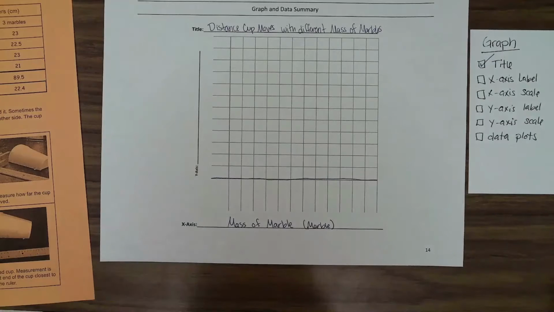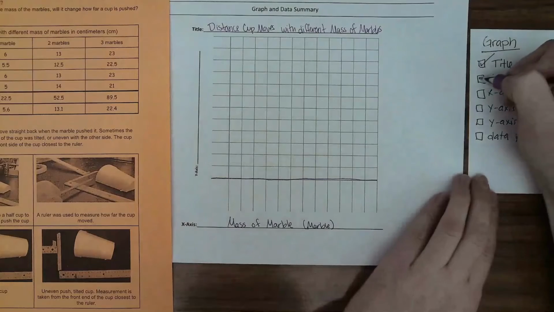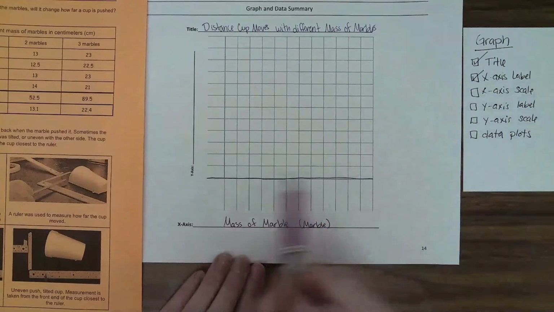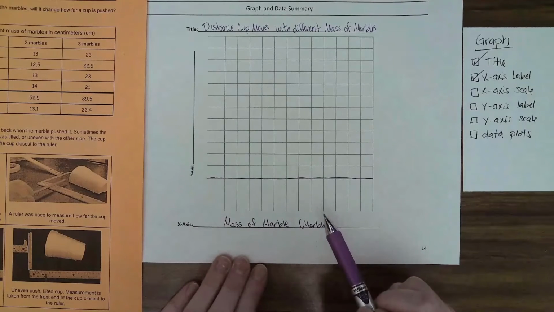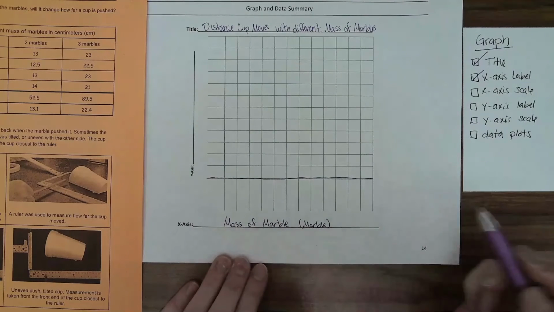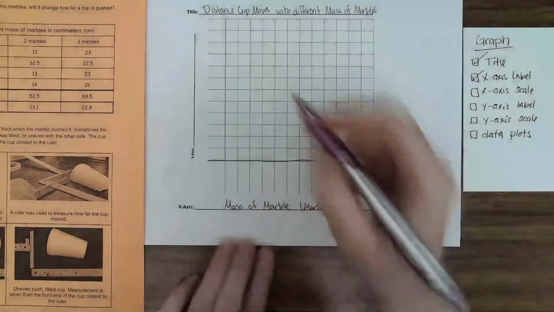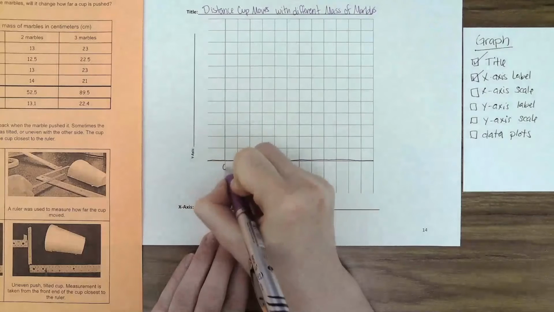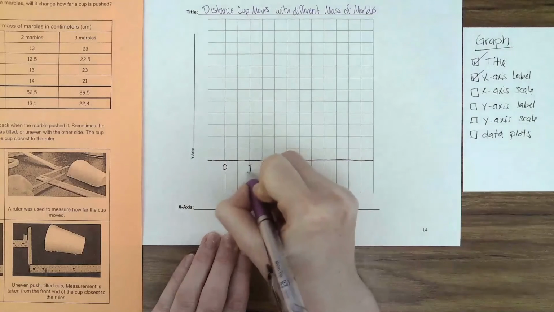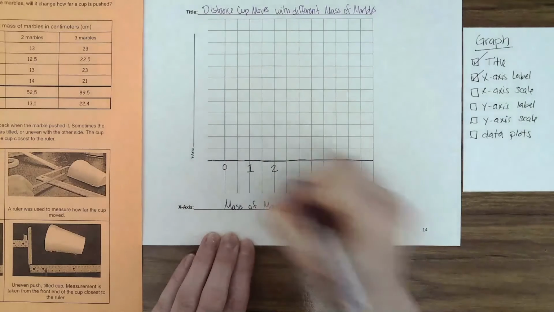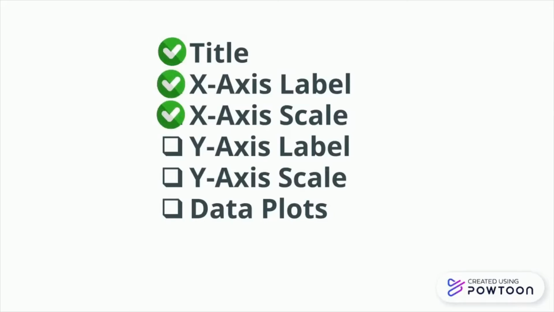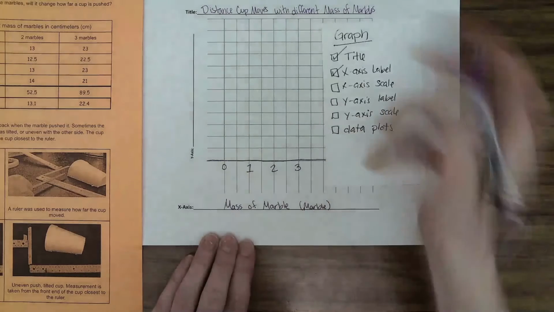Then we need to have our x-axis scale. The scale means what are the exact things within your mass that you are using? We are using 1, 2, and 3. We'll start at 0, then we'll go to 1, then 2, then 3. Notice I have them evenly spaced on my x-axis scale. Now we have our x-axis scale.